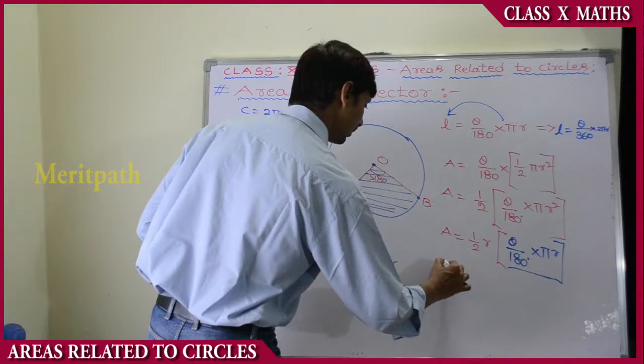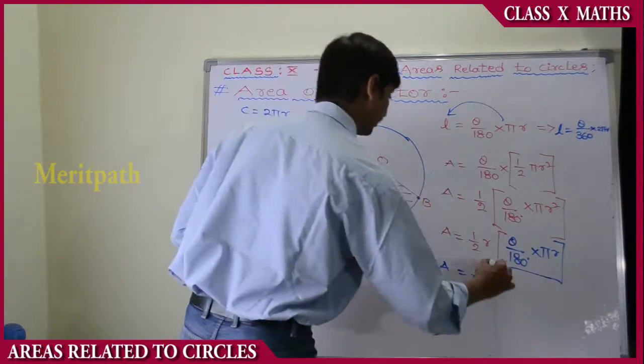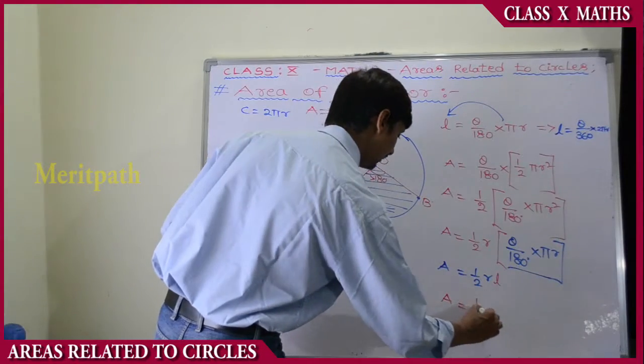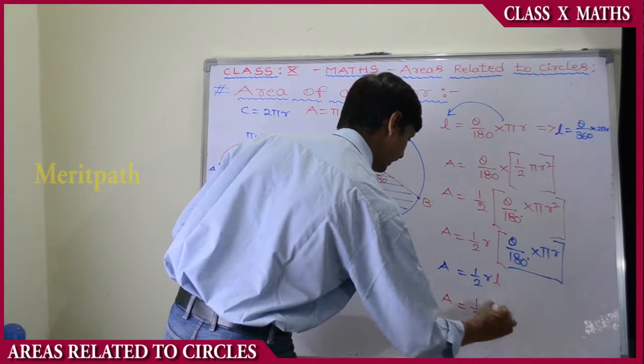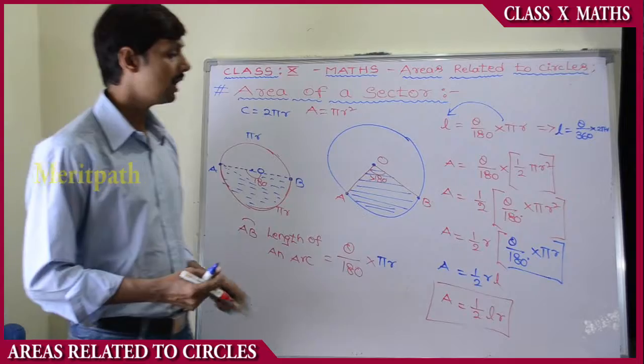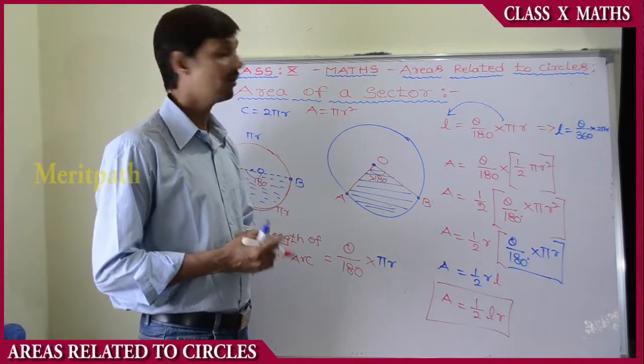So A is equal to half into r into L, which we derived just before. So this is L. A is equal to half into L R. So the area of a sector is nothing but half of the length of the arc into the radius of the circle.